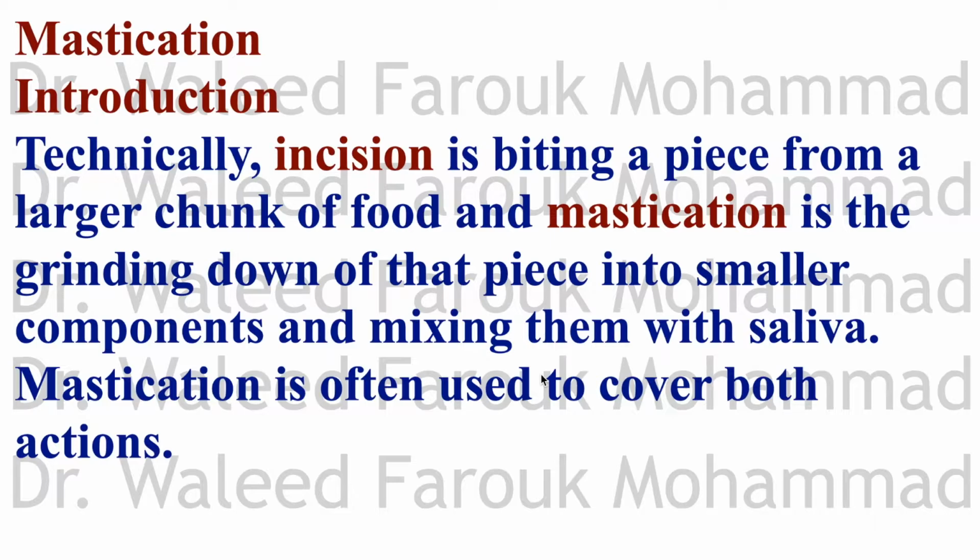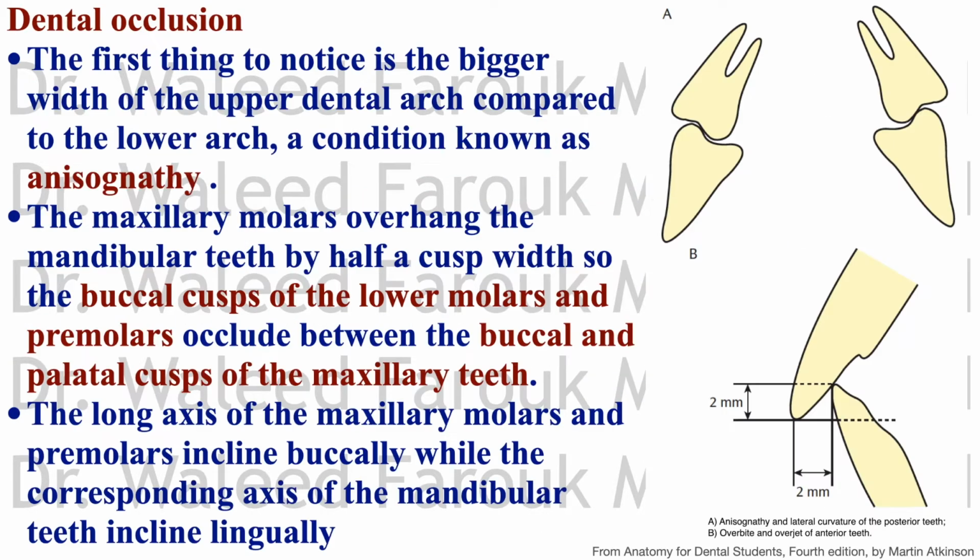Mastication is a process that includes two functions, incision and mastication proper. The incision is biting of a piece from a chunk of food, and mastication is grinding this piece into smaller pieces and mixing it with saliva to be easily digested. Mastication is often used to cover both actions.